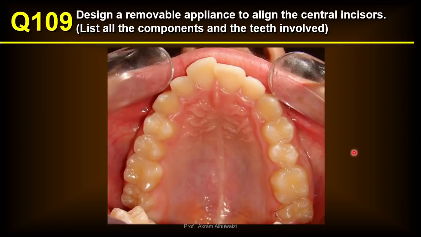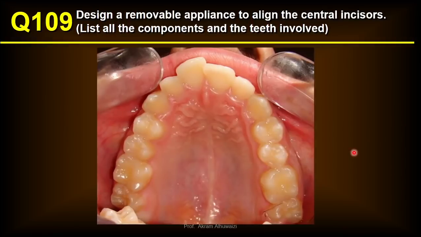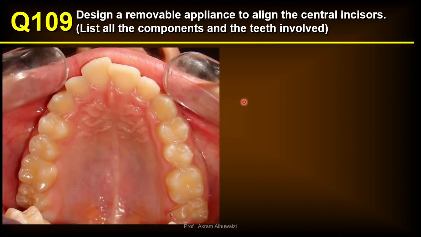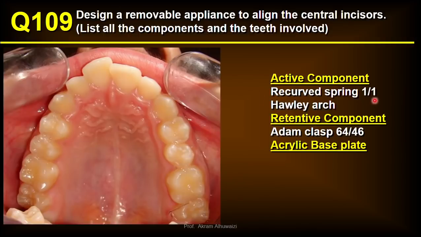Design a removable appliance to align the central incisors. This is a simple case in which you treat it by recurve Z-spring on 1 and 1 and the Howley arch. And the Howley arch here is active since it does a couple force system. The retentive part is the Adams clasp on the 6s and 4s and an acrylic base plate.